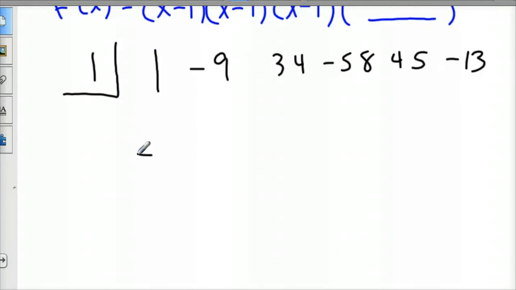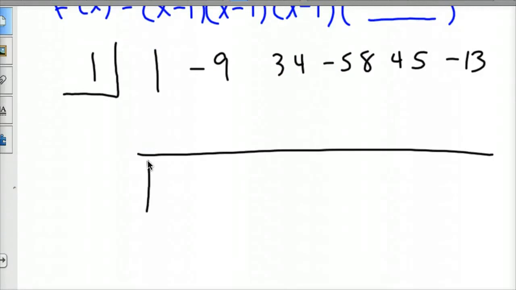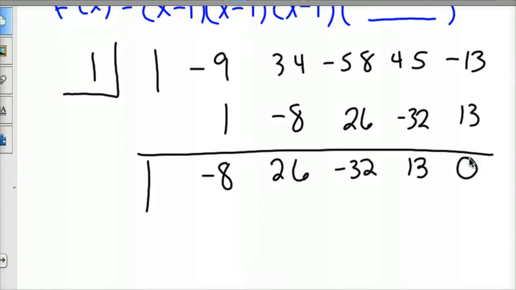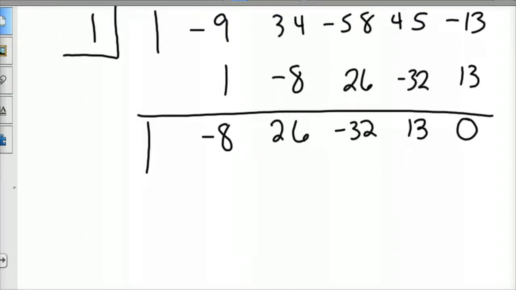So you bring down your first term, which is 1, and then you have 1 here, and that's negative 8, and then you have negative 8, and that's 26, and then you have 26 here because you're taking 26 times 1, and then negative 58 plus 26 is negative 32. Then you got negative 32, which gives 13, and then you put a 13 here, and this is what we're looking for, a 0 remainder. That's a good thing.